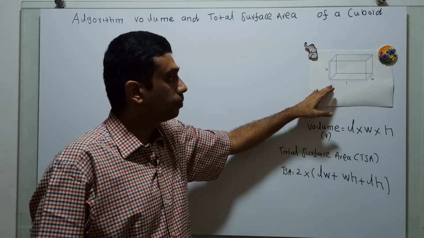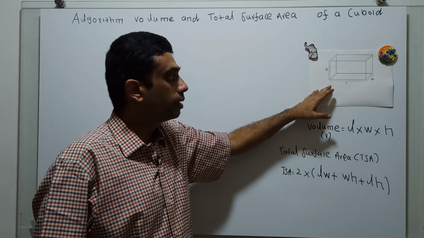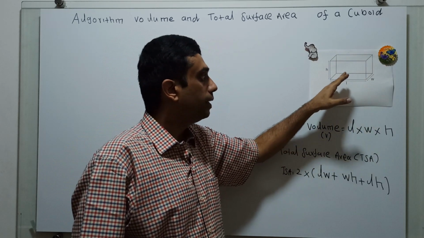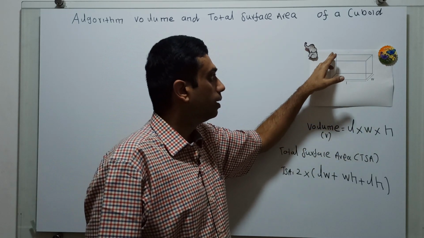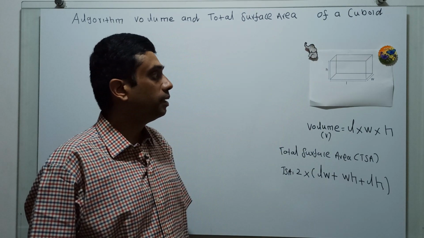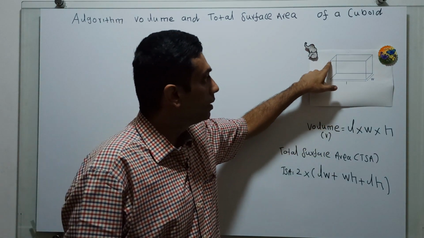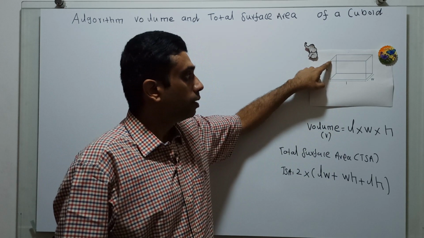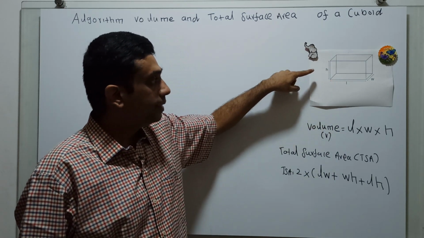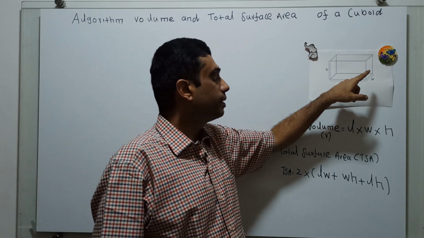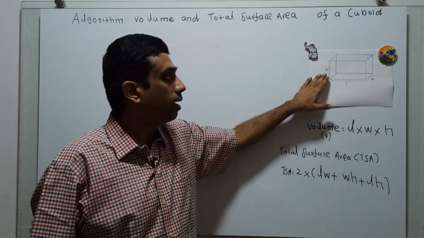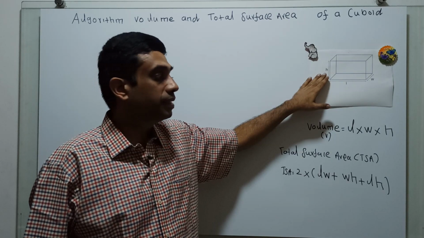A cuboid contains 6 rectangle-shaped faces, each meeting another at 90 degrees. At a particular vertex, 3 faces meet together. Since it has 6 rectangular faces, it has a length, width and height of different dimensions.